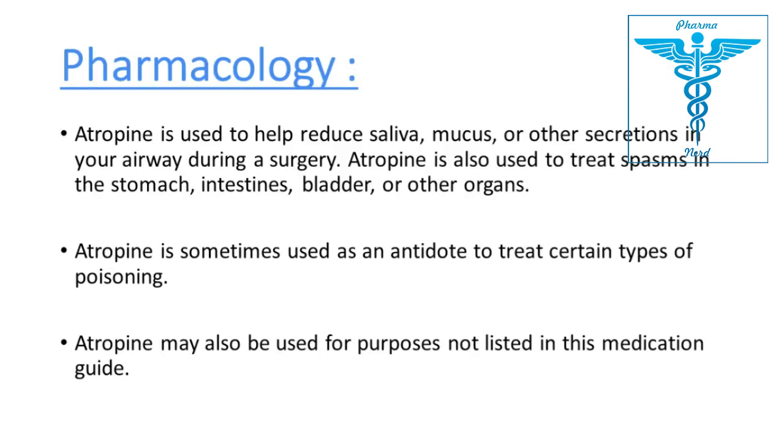Pharmacology: atropine is used to help reduce saliva, mucus and other secretions in your airway during surgery. Atropine is also used to treat spasm in the stomach, intestine, bladder and other organs. Atropine is sometimes used as an antidote to treat certain types of poisoning. Atropine may also be used for purposes not listed in the medication guide.